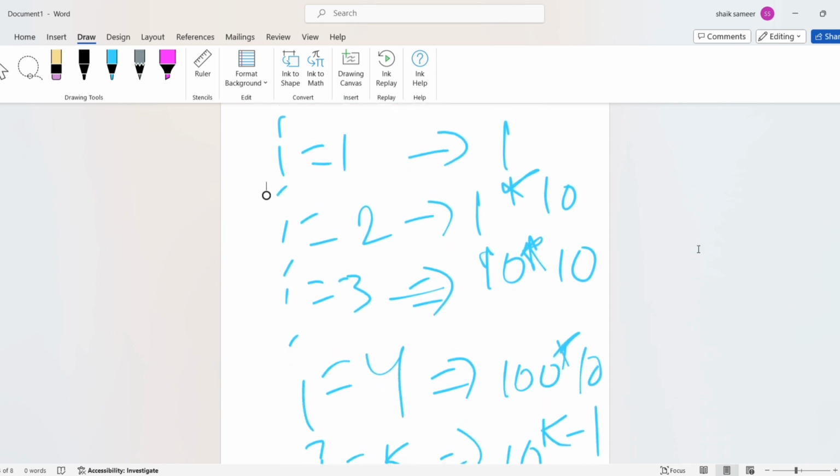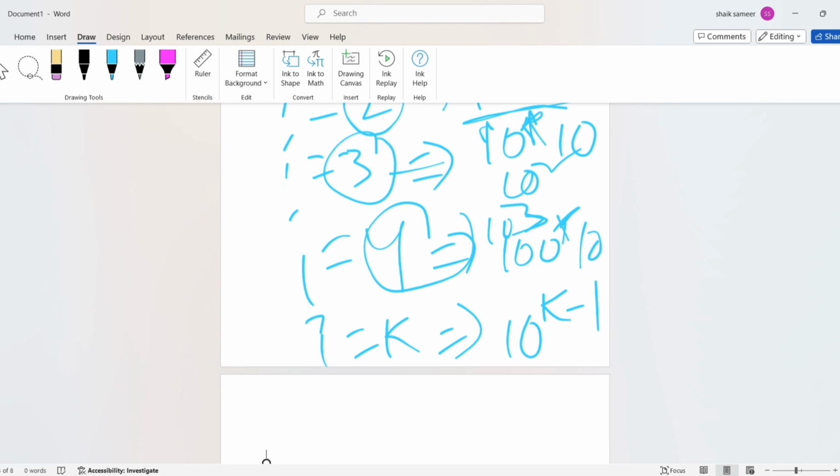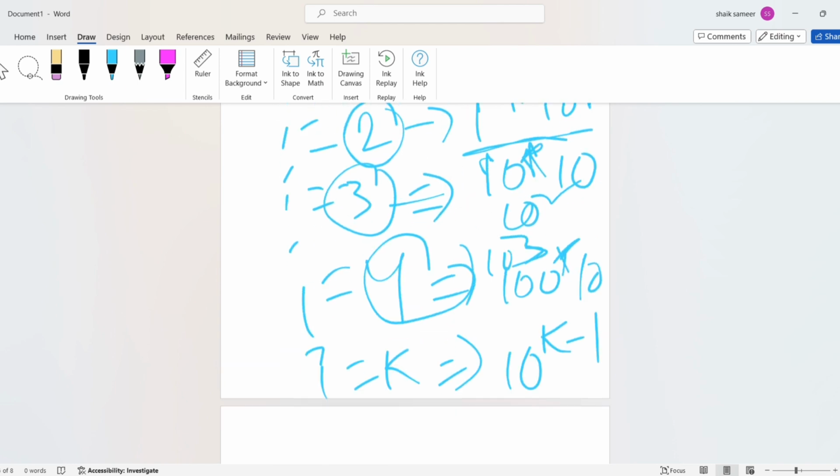I hope that you are able to see now. So from here you will write 1 as 10 power 0. From this one, this is 2, you are getting only power 1 here. This is 3, you are getting 10 square. This is 4, you are getting 10 cube. Similarly, for i equal to k, you are getting 10 power k minus 1.